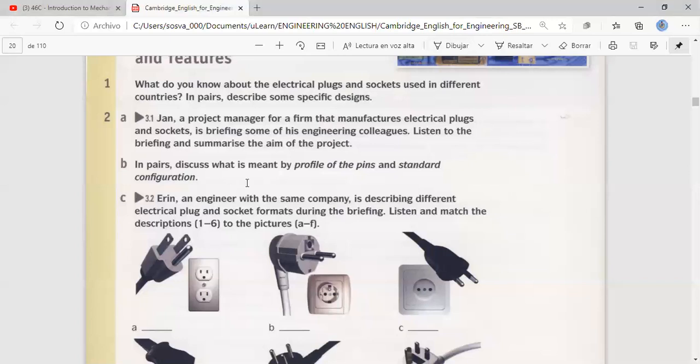Okay, I think so. Okay, Josue, do you have any comments about that? I prefer to repeat it. Okay, I'm going to play the listening just one more time. Listen carefully to it.